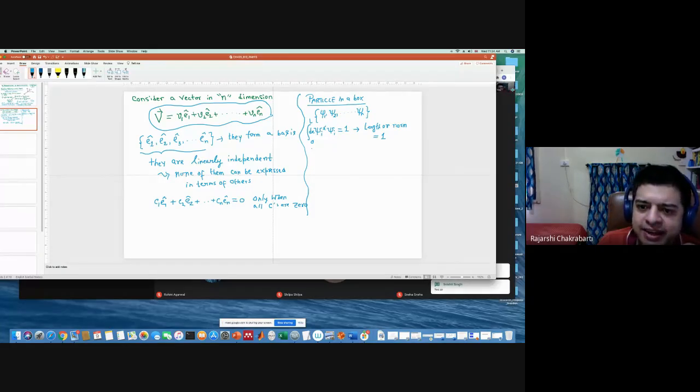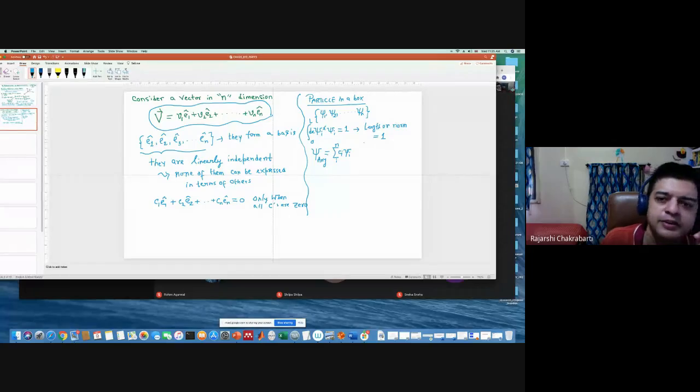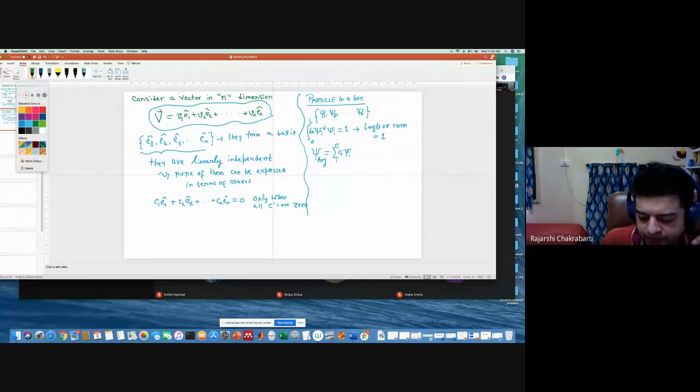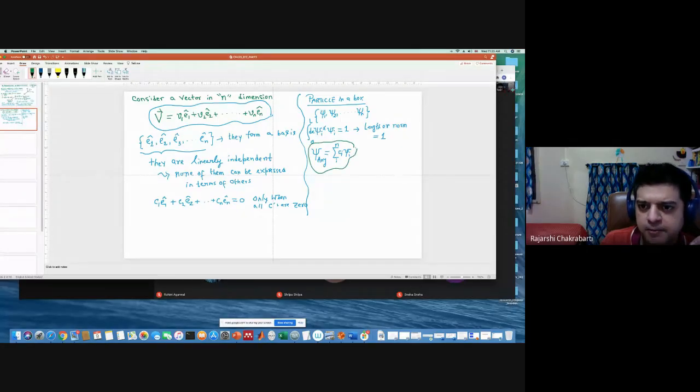And any arbitrary wave function, psi, within that box, I told you that you can write as a linear combination of Ci psi i, where i goes to n. Is this clear? This is not very difficult. But see the analogy, okay?